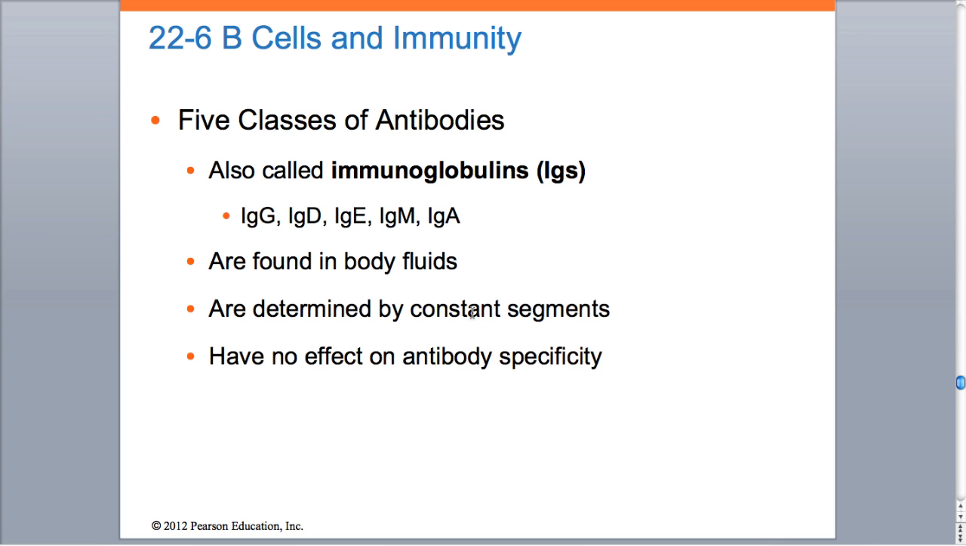We've already talked about this. I just want to make sure you understand that antibodies are also called immunoglobulins. They're found where? Remember, chapter 19? They're found in the plasma portion of our blood. All right, next slide.